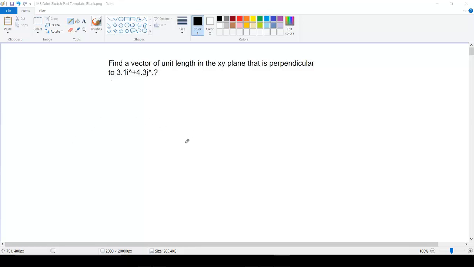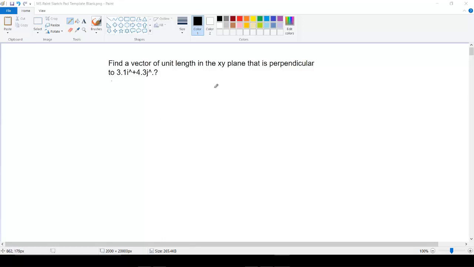Alright, so we have a problem here about vectors and how to find a perpendicular vector that's also 1 unit long. So the question says to find a vector of unit length in the xy plane that is perpendicular to 3.1 i hat plus 4.3 j hat.